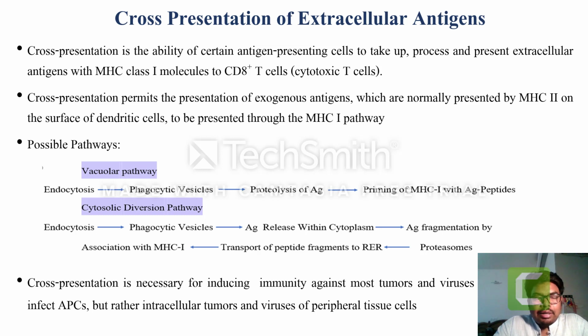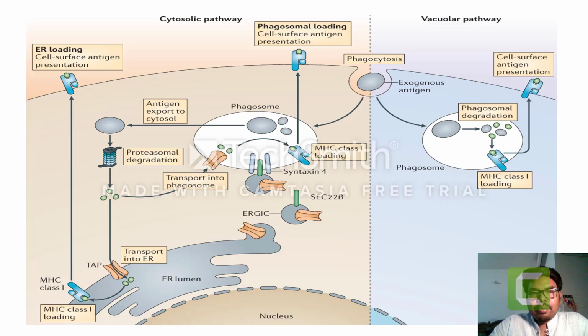So this way the antigens which were destined to be presented by class 2 MHC molecules are now being presented by class 1 MHC molecule in a phenomenon which is known as cross presentation. This cross presentation is necessary for inducing immunity against most of the tumors and viruses which actually occur in the peripheral tissues rather than occurring in the antigen presenting cells. So this is the pathway for cross presentation. You see, the exogenous antigen was internalized and it may follow the vacuolar pathway, or it may follow this cytosolic pathway. Okay?